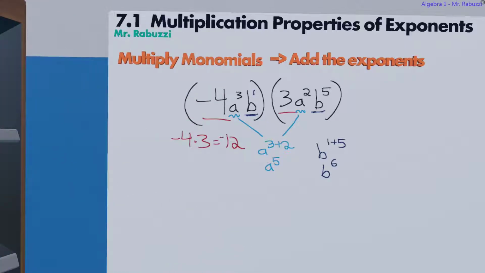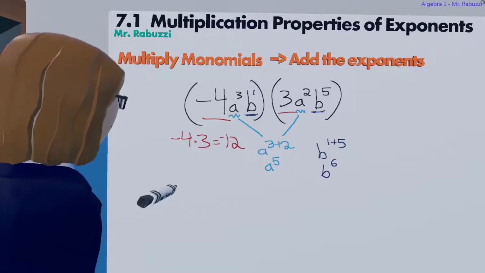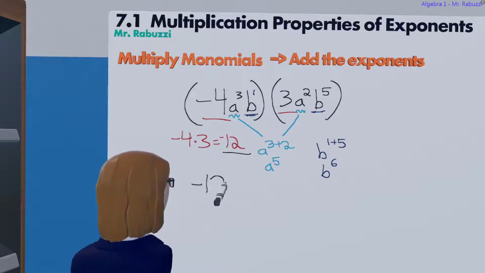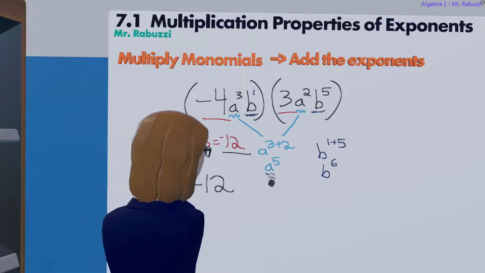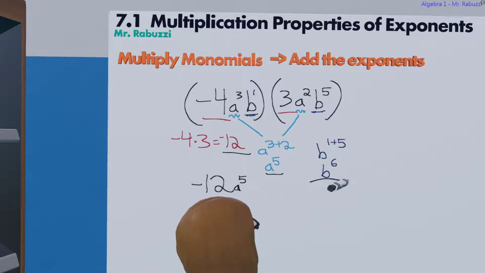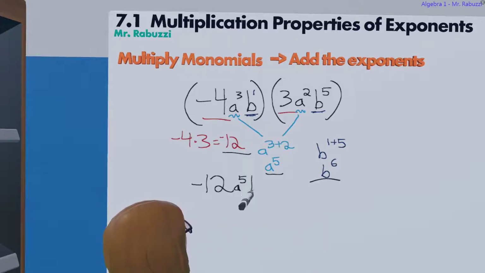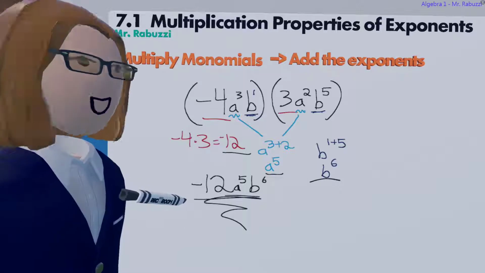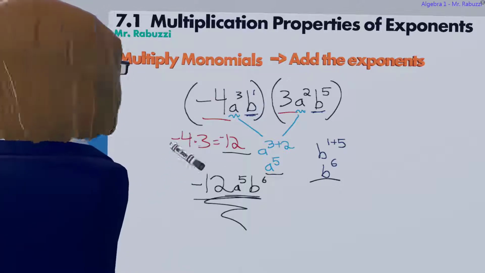Then let's put it back together. We have negative 12, a to the 5th, and we have b to the 6th. There's my final answer. That is the simplified version of our starting multiplication.